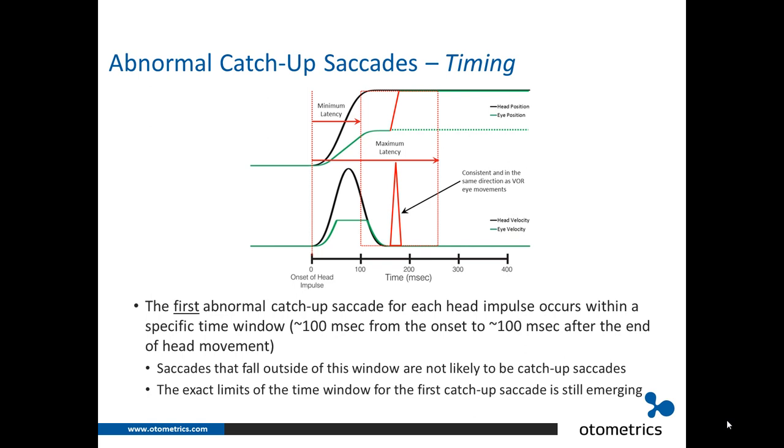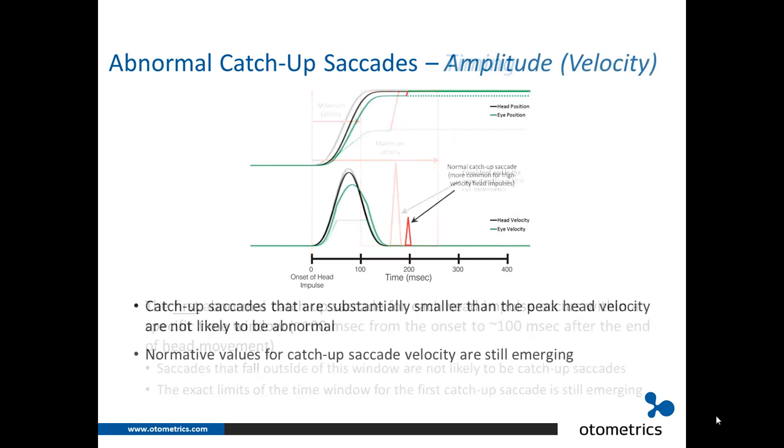If there's a second catch-up saccade during the same head impulse, it usually has the same intersaccadic latency and should occur about 100 milliseconds after the first one. Fast eye movements that occur outside of that specific time window are not likely to be abnormal catch-up saccades.